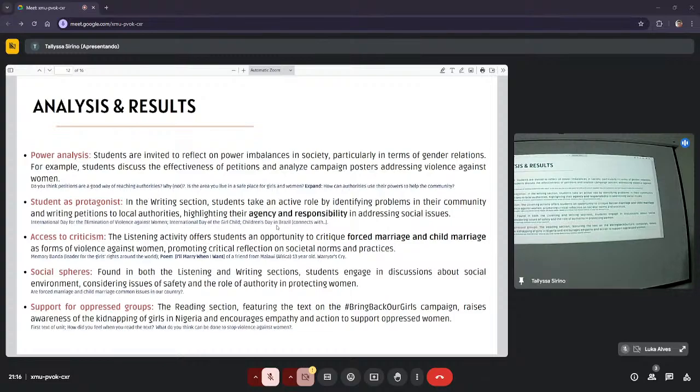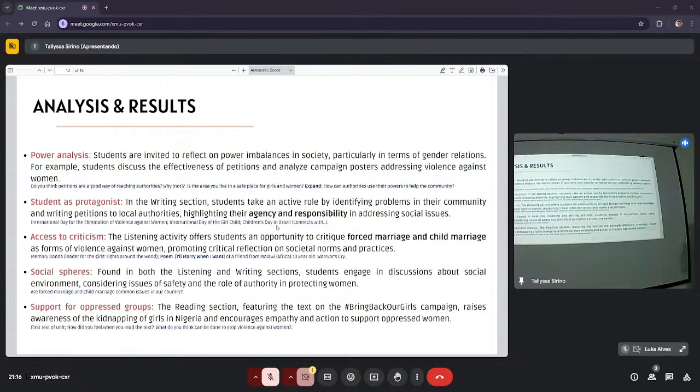So in the first category, they analyze the petitions. Now they have to make one. And to do this, the textbook offers some possible themes for them to work on. So we have there International Day for the Elimination of Violence Against Women, International Day of the Girl Child, and Children's Day in Brazil.